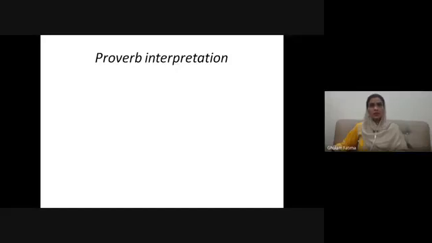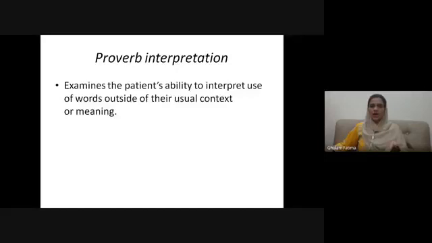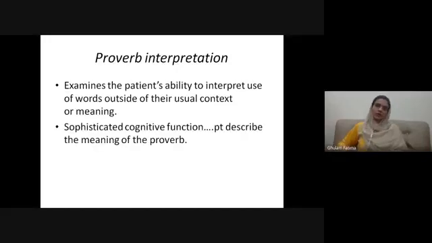The next is proverb interpretation. As you all know, proverbs, which in common language we also call idioms. The patient says one thing, but it means something else. So you have to see whether the patient is able to understand the actual meaning of that phrase. This is proverb interpretation, and obviously it is a very sophisticated cognitive function, and the patient has to extract the meaning of that proverb.